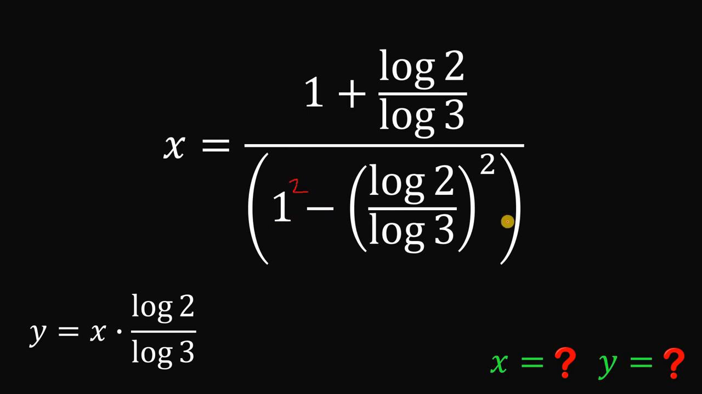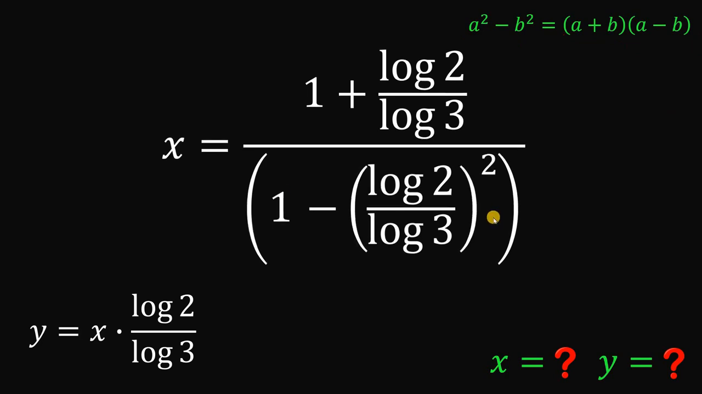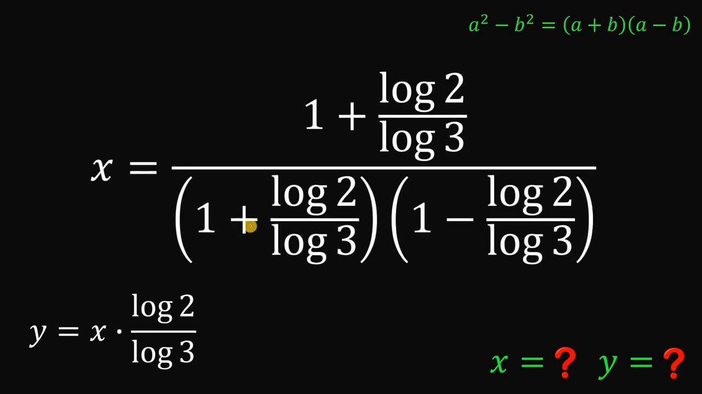Now, we know we have here 1 squared. So we have a square number minus another square number. So we can use the difference of two squares. If we have a squared minus b squared, this can be factored as a plus b multiplied by a minus b. So the denominator of our equation can be factored as follows. We have 1 plus logarithm of 2 over logarithm of 3. This is very familiar. And 1 minus logarithm of 2 over logarithm of 3.